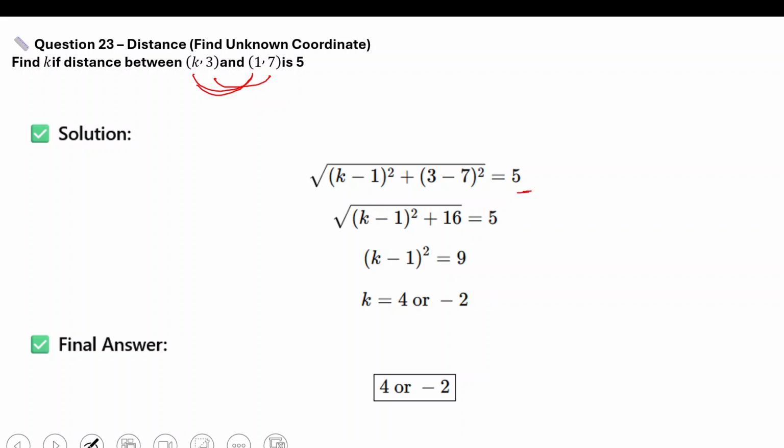So you take the square root of both sides so that you can remove this square root sign. Square root of 5 is 25. So 16 will go this side, to mean 25 minus 16. That will give us 9. And this will remain as k minus 1 squared. So either k is equal to 4 or minus 2. Why? Because by the time you put the square root here, it is plus or minus, right? Okay.